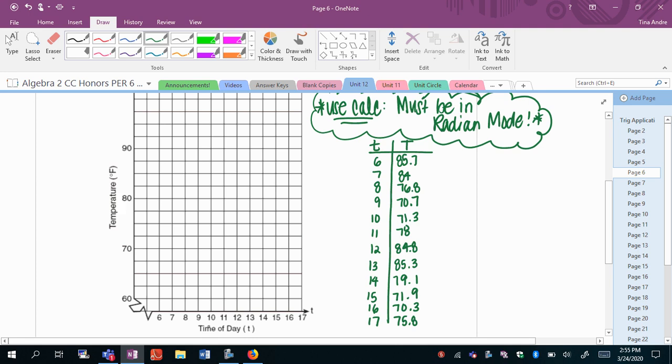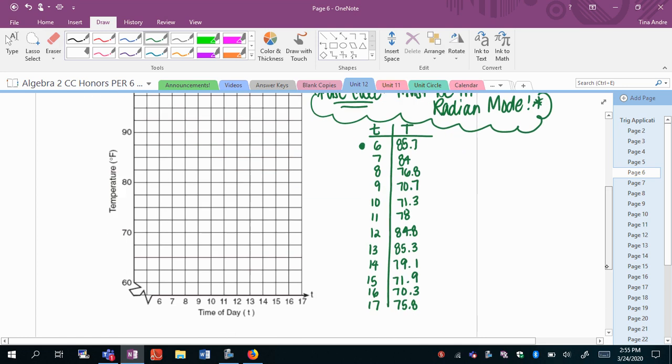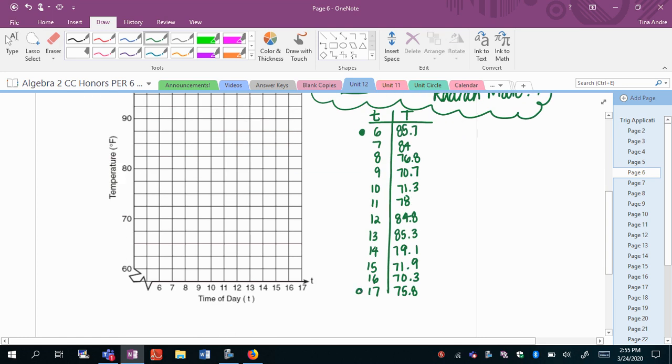So now the nice thing is I already have my graph drawn, or my scale's already there and everything. What I am going to make sure of though, if you look at our domain restriction, is that with 6, we're including that. T can equal 6, but T has to be less than 17. So when I graph 6, I'm going to have a solid point there. But when I graph the 17, I'm going to make sure I have an open circle there because you're not actually including the 17. T has to be less than 17.